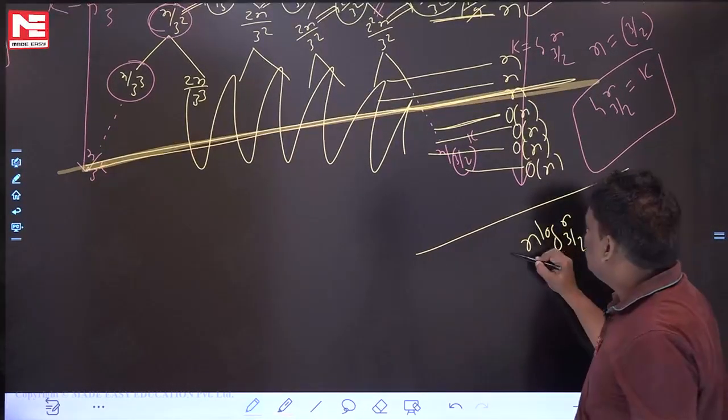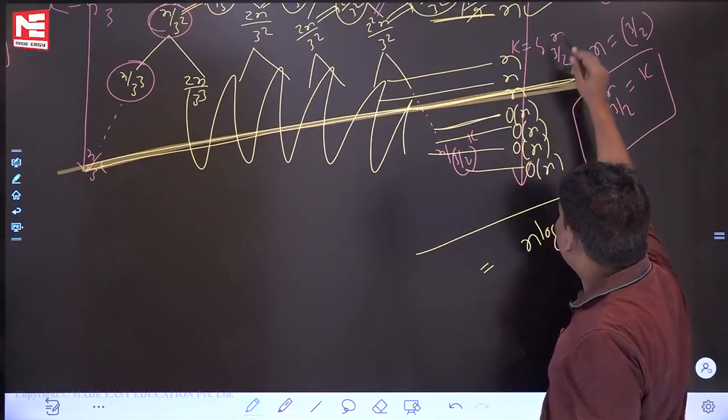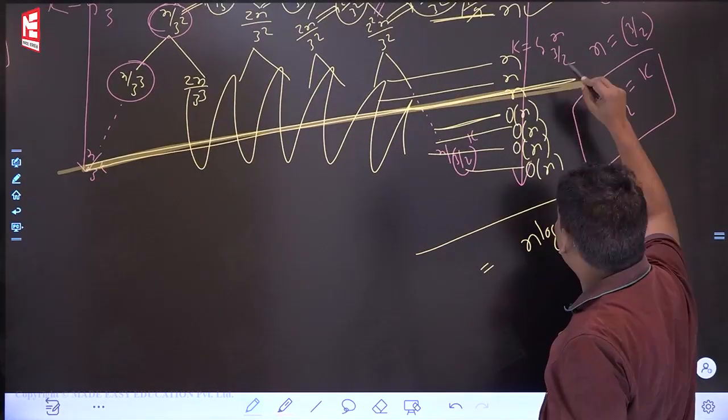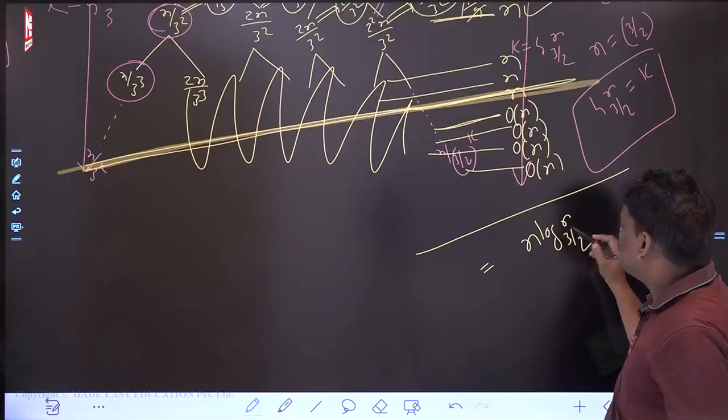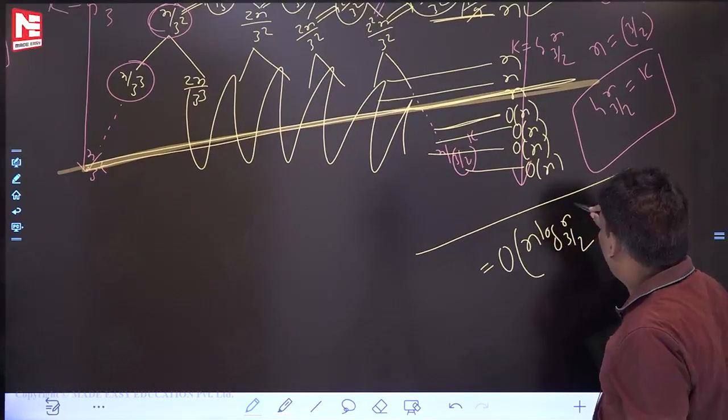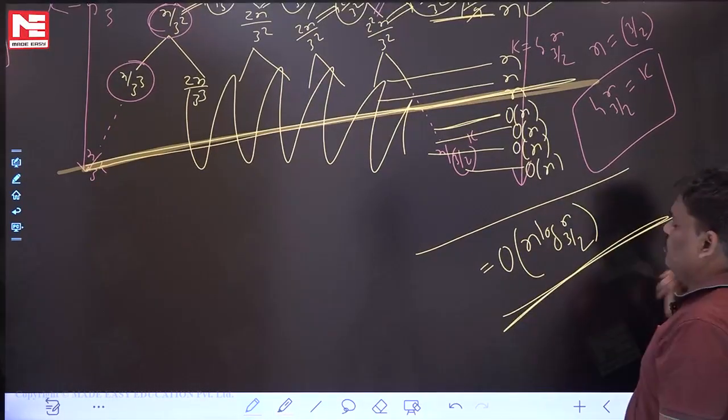Right? So then can you help me once more? Every level is n, like that log n base 3 by 2. Can you say this is the exact answer or upper bound? Upper bound, big O of. It is the upper bound.